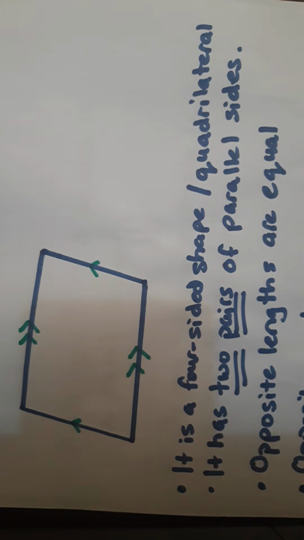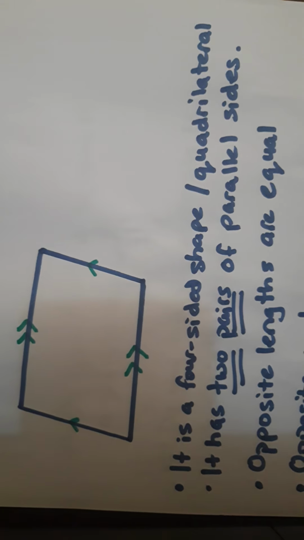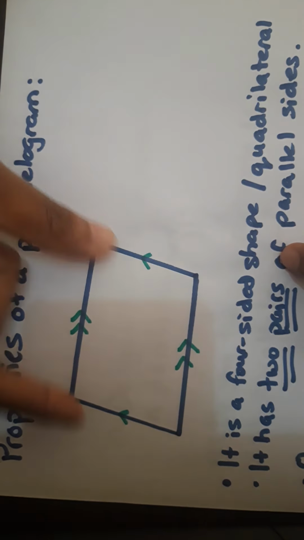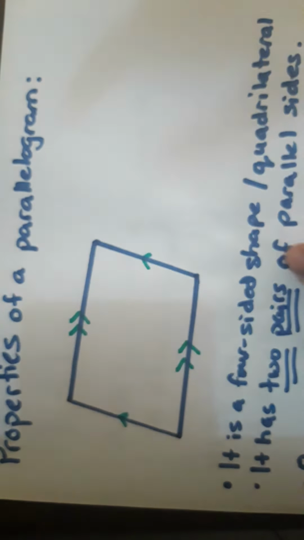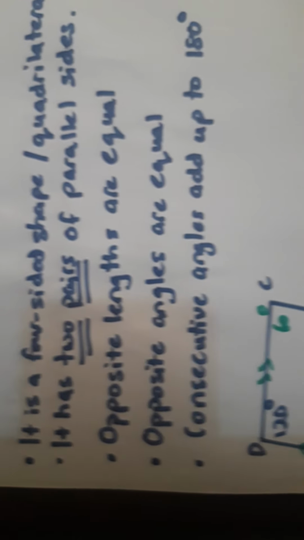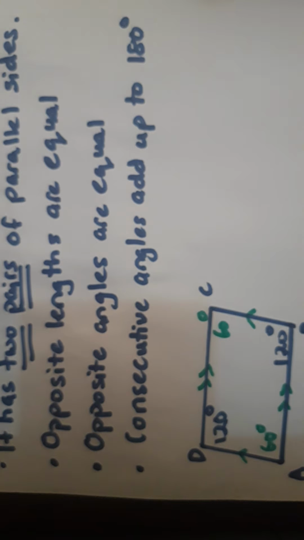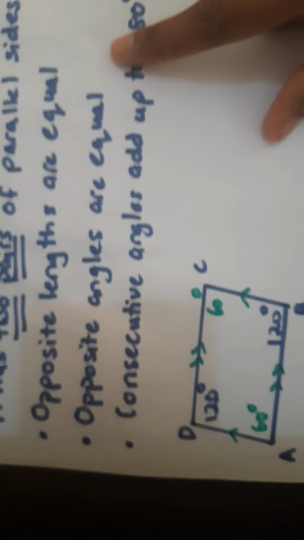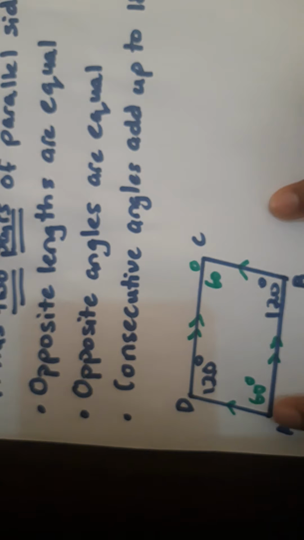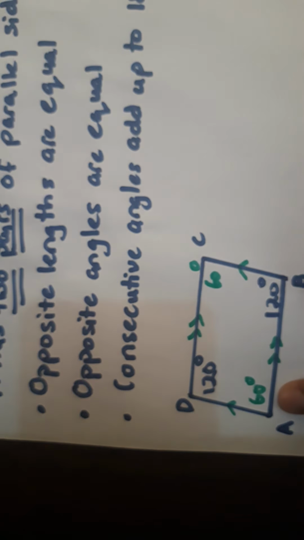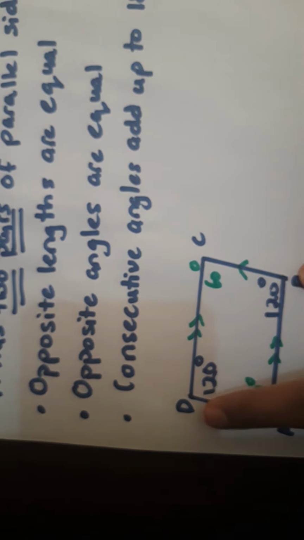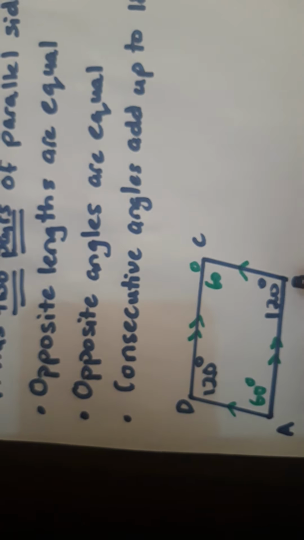Now not only are they parallel, but opposite lengths are equal. So the length from here to here is the same as the length from there to there, whereas the length from here to here would be the same as the length from there to there. We're also going to look at some of the properties of the angles within our parallelogram. So opposite angles are equal. So looking at our parallelogram here, we'd see that opposite angles are diagonally opposite angles. So if one angle is 60 degrees, the other, that's diagonally opposite, would also be 60 degrees. Similarly, this angle here is 120, and the opposite angle is also 120 degrees.